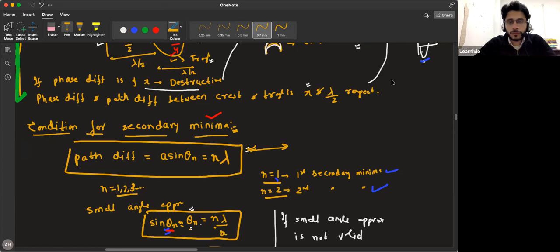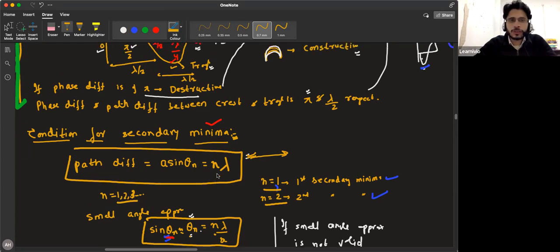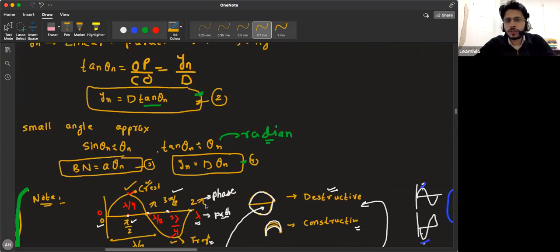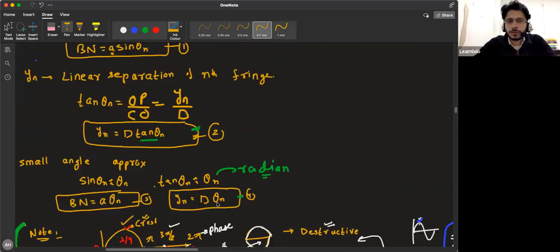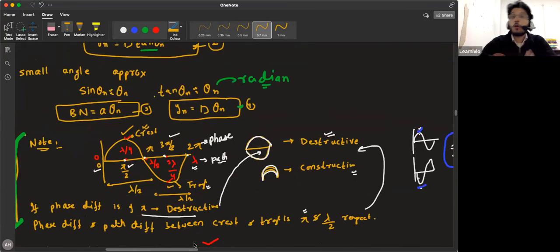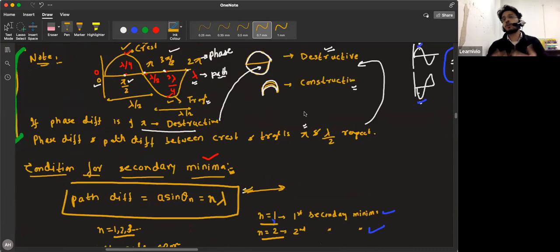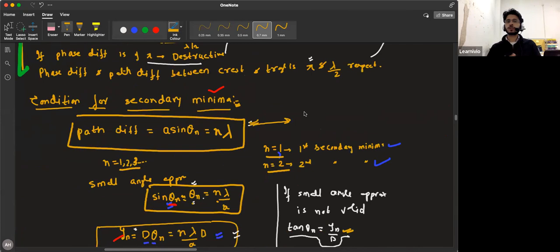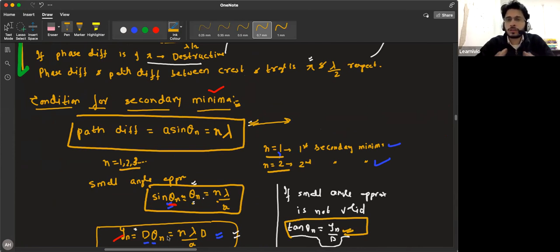N equal to capital D theta. So if small angle approximation is valid, this is the expression that we have to write. Linear separation is D into angular separation. But if the angle is large and you cannot use the small angle approximation, then you have to use the expression tan theta n is y n by D. But in the majority of diffraction questions, small angle approximation is valid, so you can directly use the relation y n is D theta n. In cases where it is not valid, you will use tan theta is y by D.